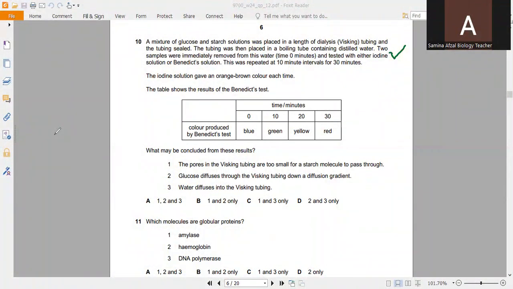This was repeated at 10 minute intervals for 30 minutes, for half an hour. The iodine solution gave an orange-brown color each time. The table shows the results of the Benedict's test. At 0, the color produced by the Benedict's test was 0.